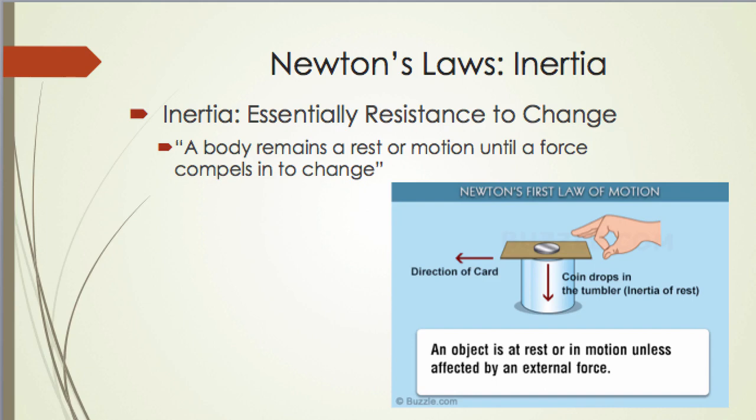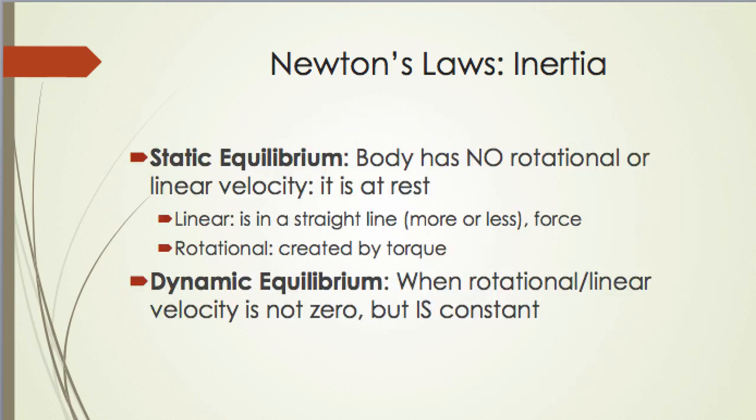The tumbler will not move because there will not be sufficient force by flicking the card out of the way to create enough change to affect its inertia. So a body remains at rest or motion until a force compels it to change. There are two types of equilibrium that we should discuss when talking about inertia. And these are static and dynamic equilibrium.